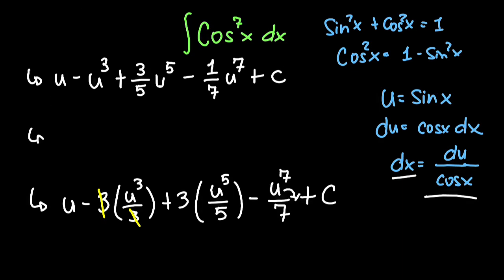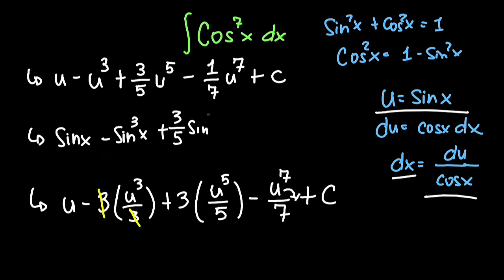For the final answer, just put u back into its original form as sine x. So your final answer would be sine of x minus sine cubed of x plus 3/5 sine to the power of 5 of x minus 1 over 7 multiplied by sine to the power of 7 of x plus c.